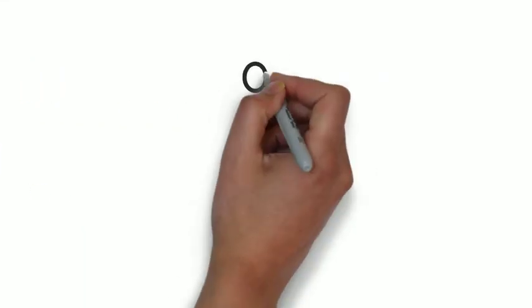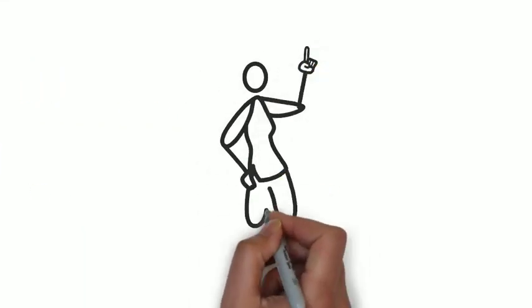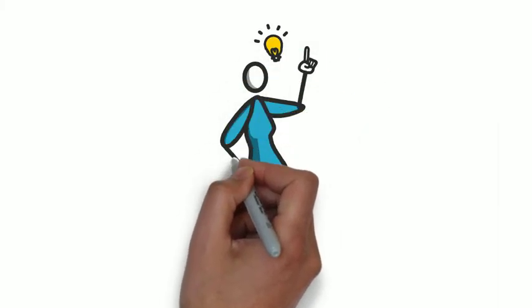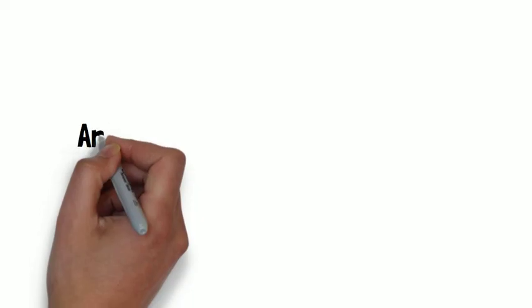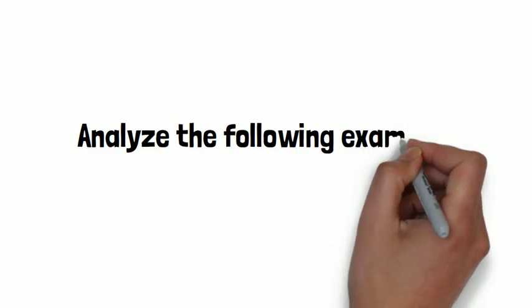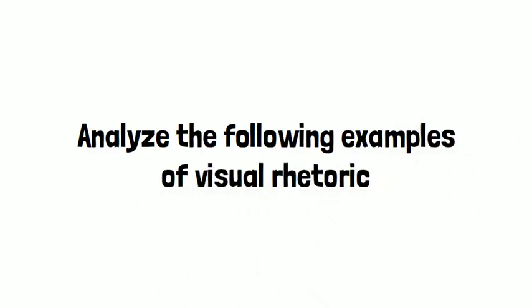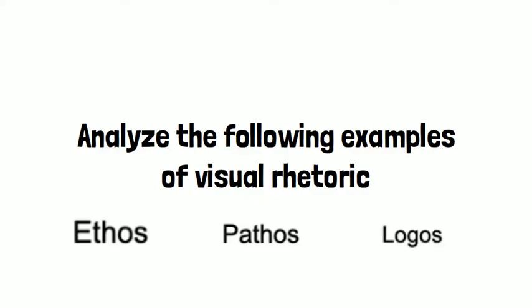Learning how to analyze visual messages is an important step in becoming a critical thinker. Your mission is to analyze the following examples of visual rhetoric and give an explanation of which rhetorical appeals are being used. Is the visual appealing to your sense of ethos, pathos, and/or logos? Good luck.